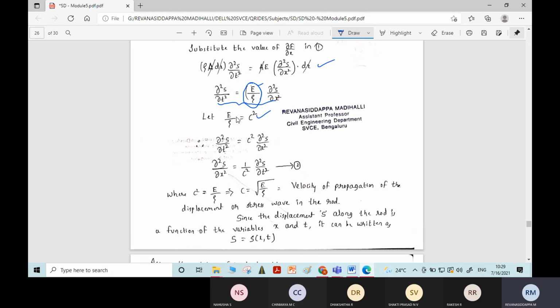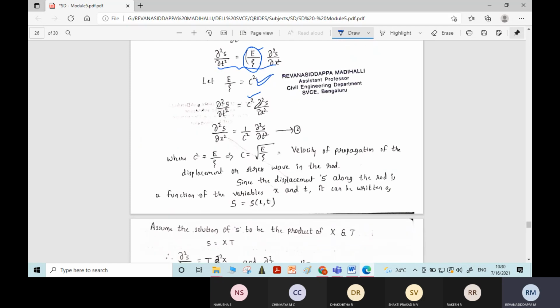Therefore, taking E by rho equal to c square, I have substituted c square in place of E by rho. Taking c square to the other side, you will get del square s by del x square is equal to 1 by c square into del square s by del t square. Call this equation number 2.